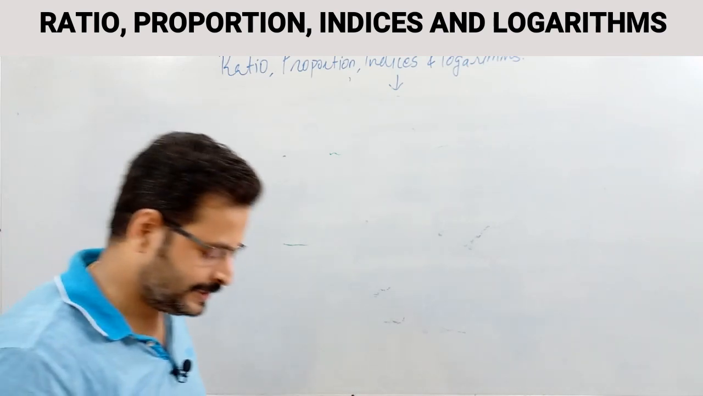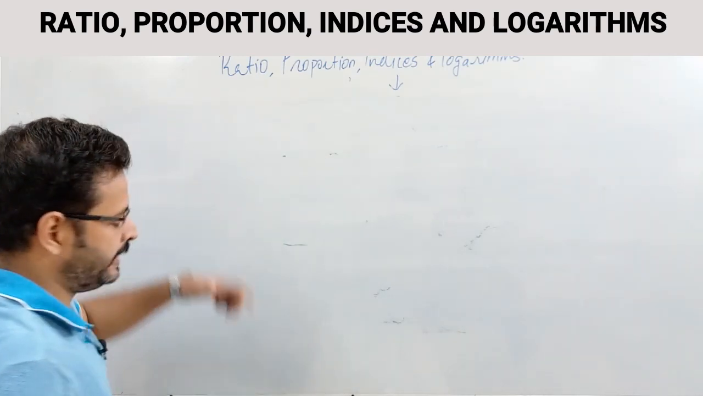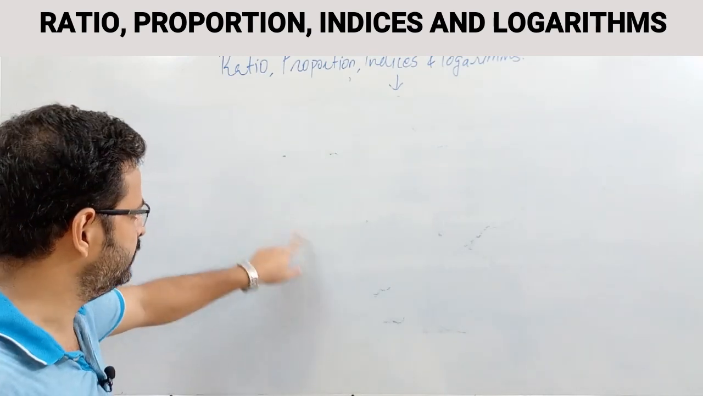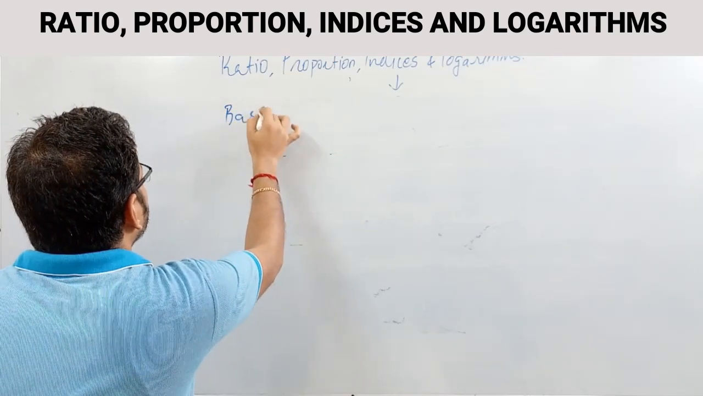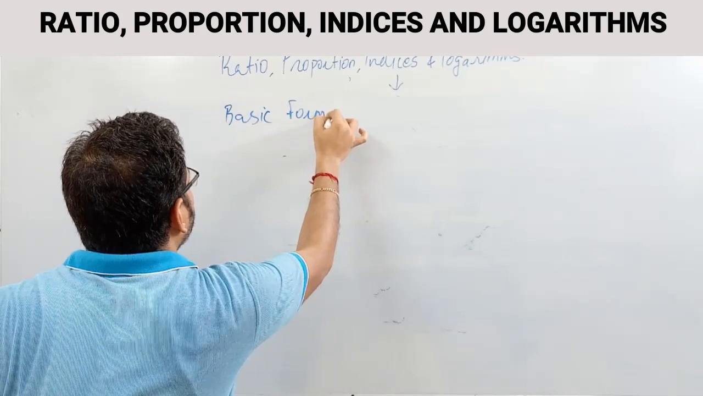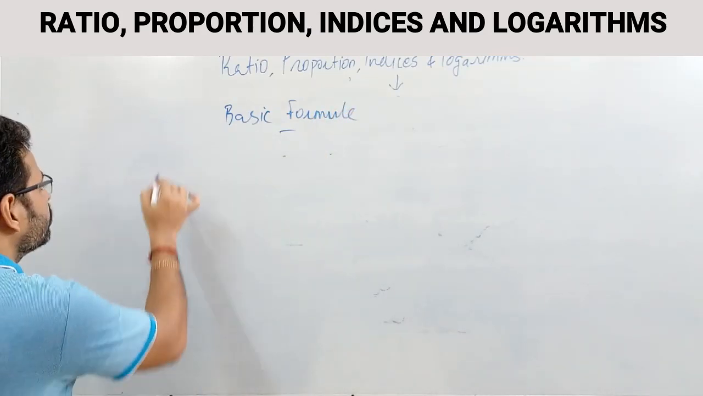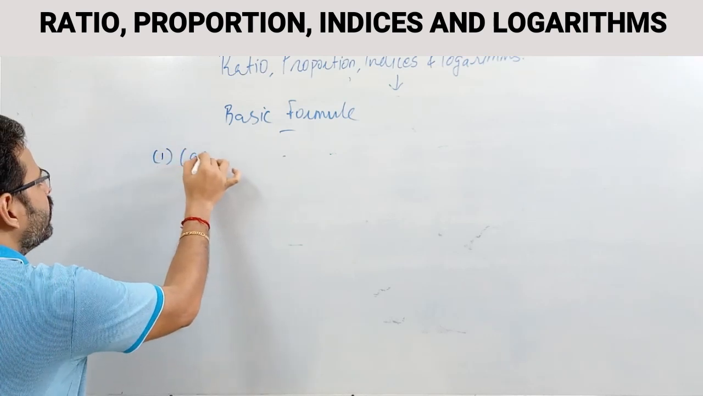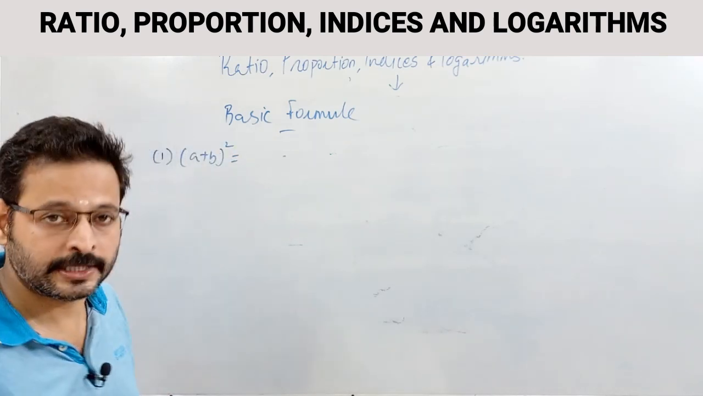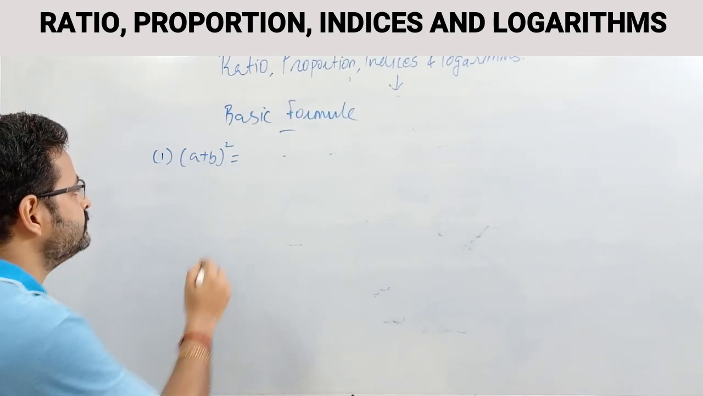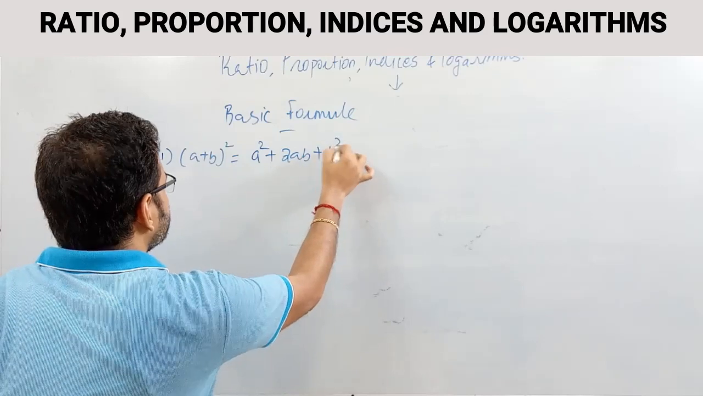Now let's consider some basic formulas. Throughout business mathematics, we use these basic formulas. First one, (A plus B) the whole square is equal to A square plus 2AB plus B square.